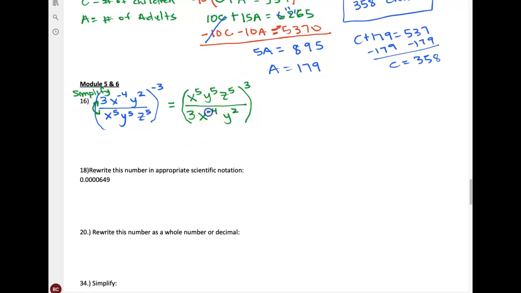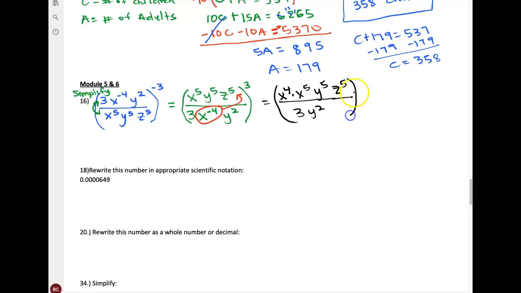Right? Well, I still want to get rid of my negative exponents there. So when it is unhappy, so it has a negative exponent, I say it's unhappy. To get it to be happy, it's going to flip upstairs. So this guy wants to go upstairs. So when I write this down now, I'll have x to the fourth, when it comes upstairs it's now positive, x to the fifth, y to the fifth, z to the fifth, and then on the bottom 3y squared.